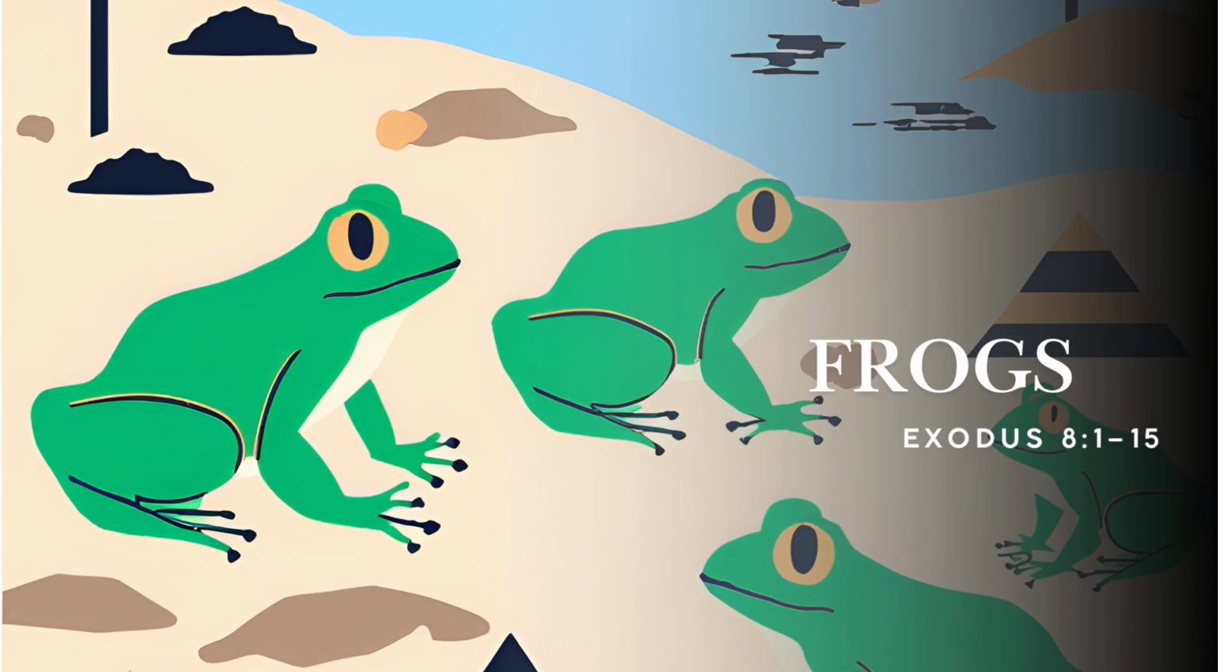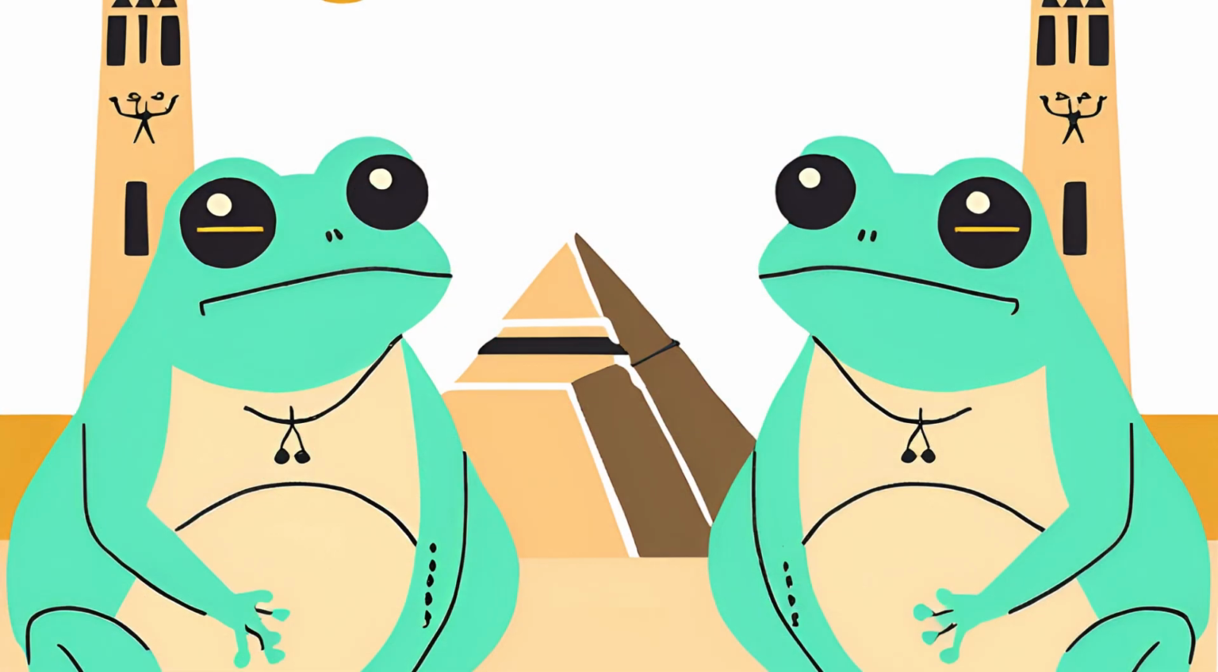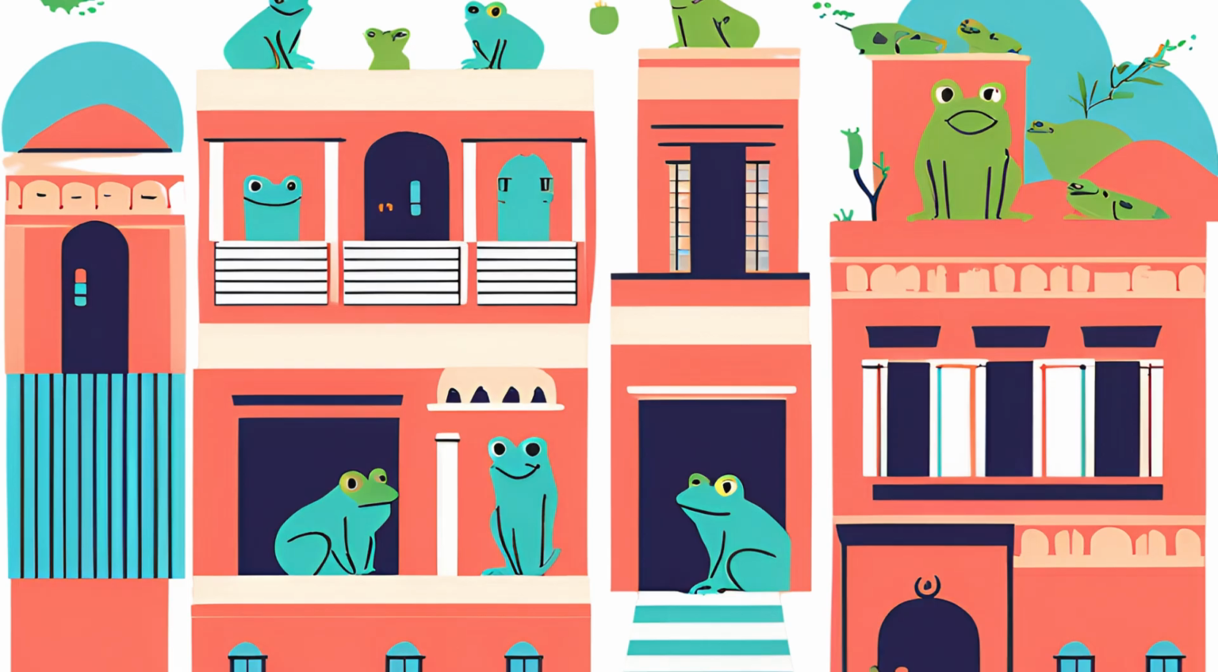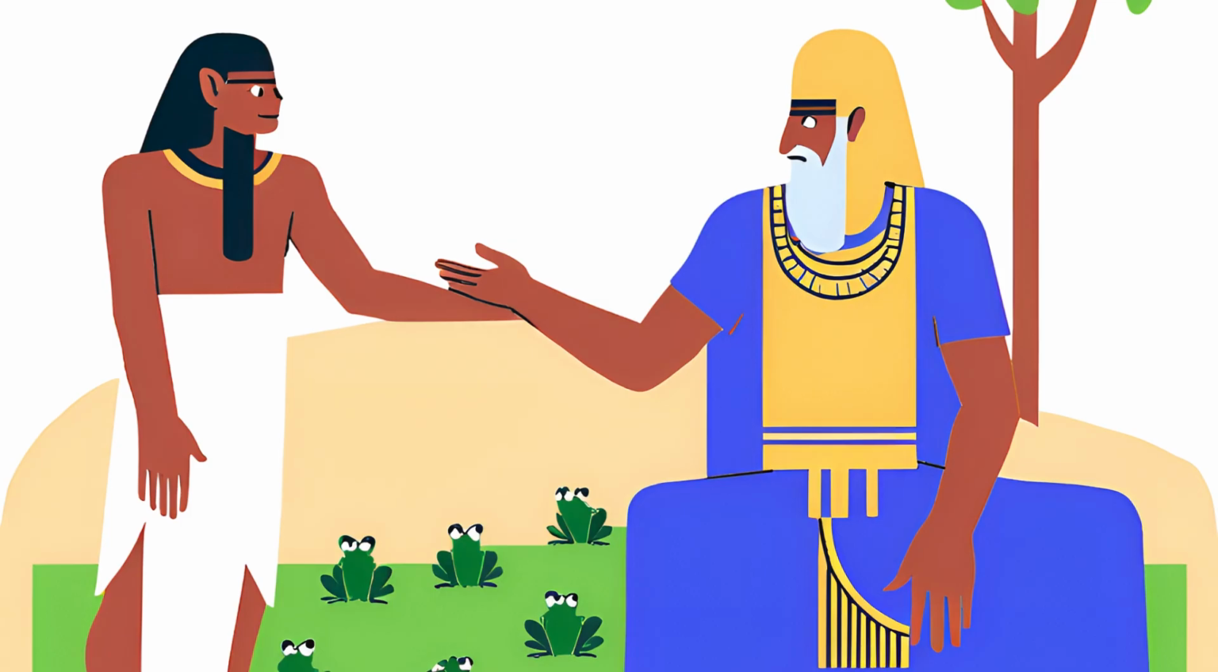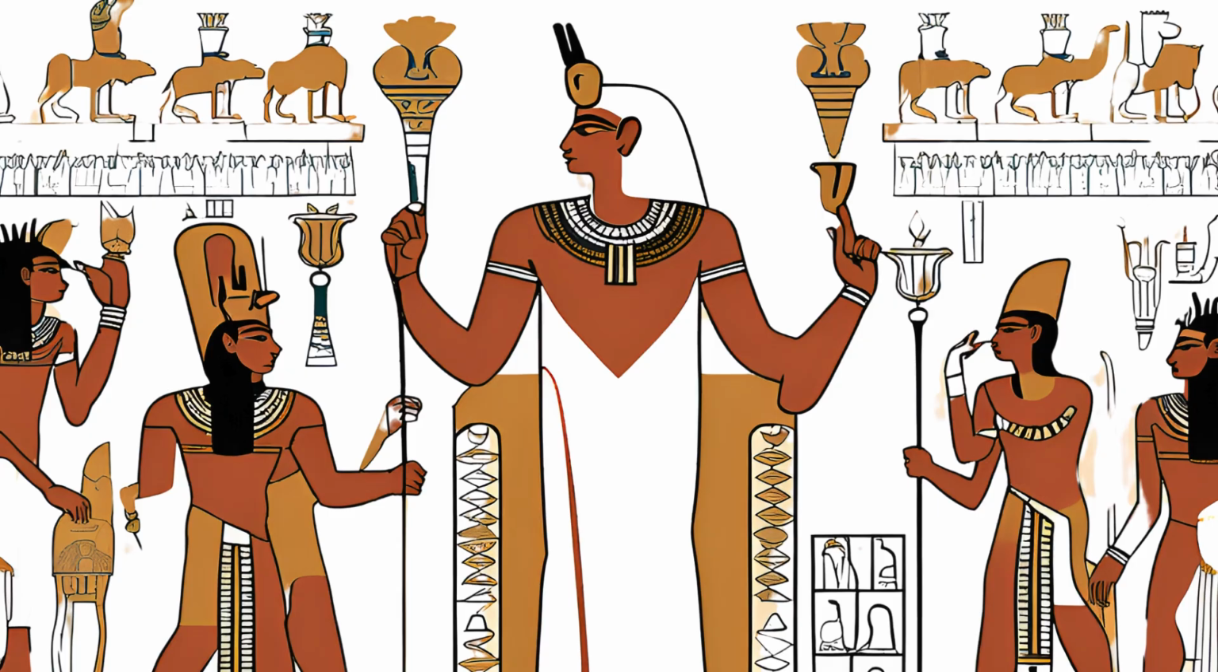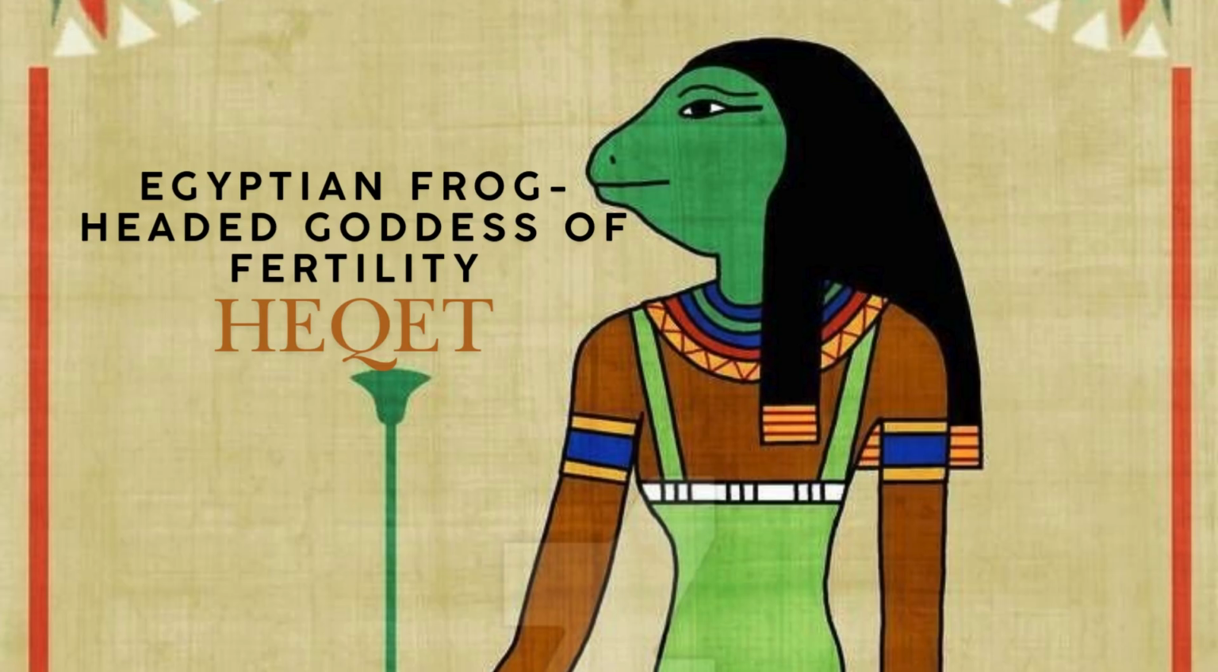2. Frogs. The scripture passages are from Exodus 8 verse 1-15. The frogs emerge from the Nile and overrun Egypt, in houses, ovens, and even beds. Pharaoh pleads with Moses to remove them, then reneges on his promise to free the Israelites once the plague is lifted. Frogs were associated with Heqet, the frog-headed goddess of fertility. This plague turns the symbol of life into a curse.